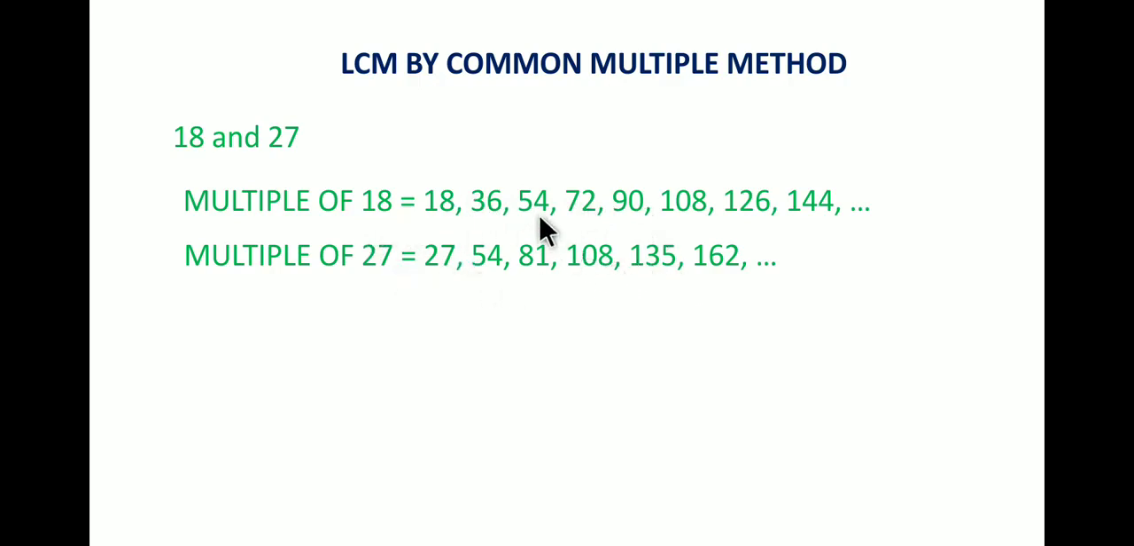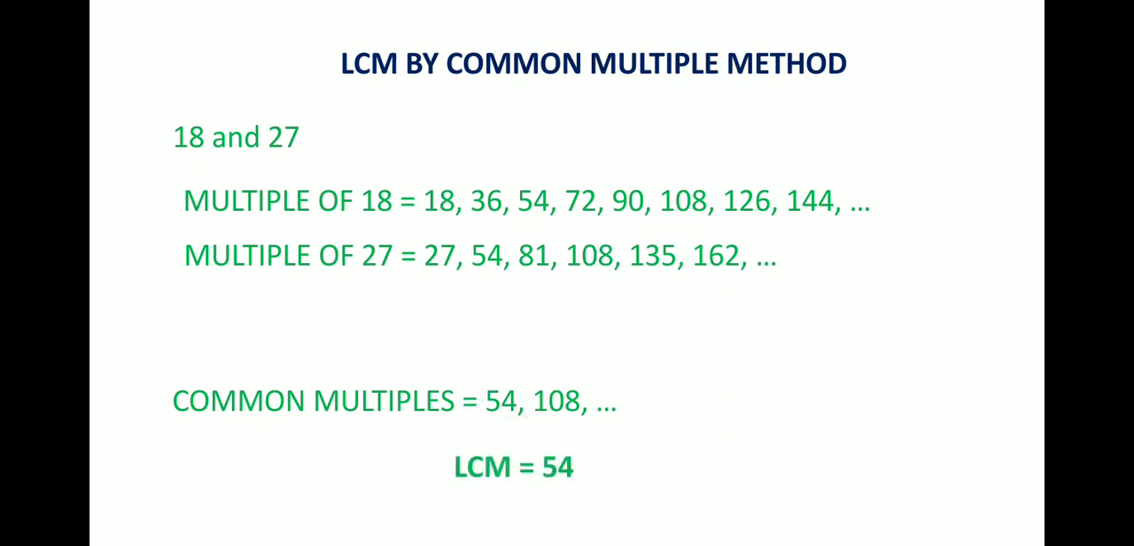Over here 54 is common and also 108 is common. Okay, if you move further, then you may find some more common multiples. So here the common multiples are 54 and 108. All right, so the lowest one is the number 54. So LCM is equal to 54. So this is how we find the LCM by common multiple method.